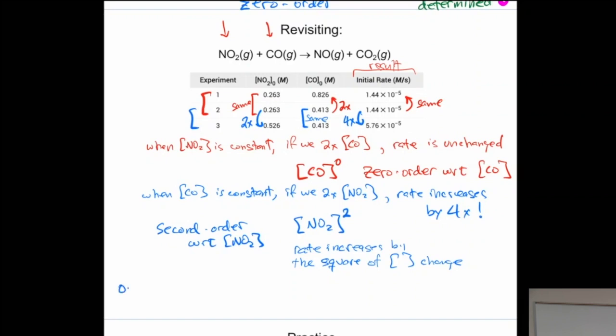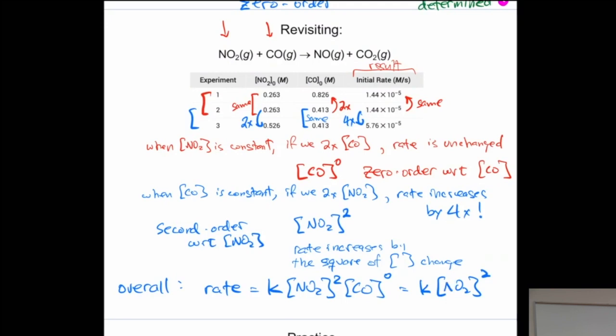And then our overall rate law would be the rate of this reaction is going to be equal to some proportionality constant K, which is still a mystery to you, times the concentration of NO2 squared times the concentration of CO to the 0 power. And who remembers what value you get when you raise a number to the power of 0? You get 1. So this is the same as K times NO2 squared. That's it. Because this value is 1.